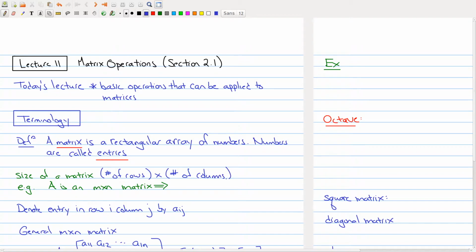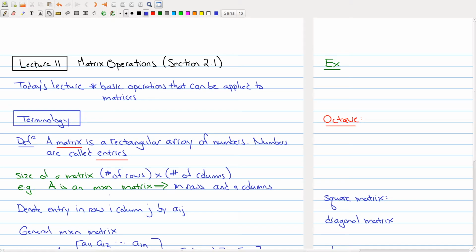For example, it's very typical to say A is an m by n matrix. What we mean by this is that A is a matrix with m rows and n columns. So it's very important that you keep these two numbers in the correct order. The first number represents the number of rows, the second number represents the number of columns.